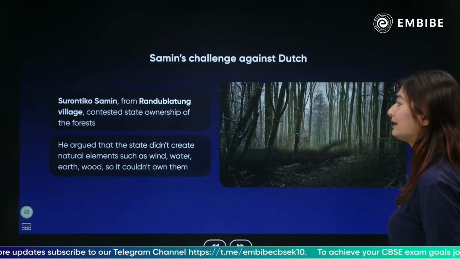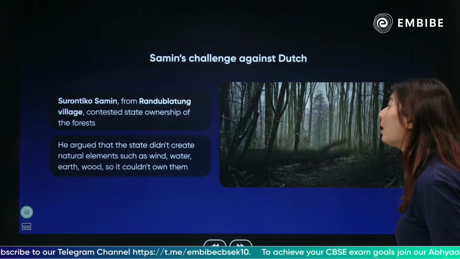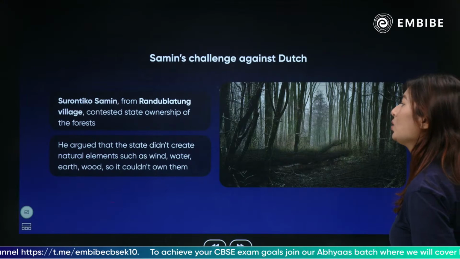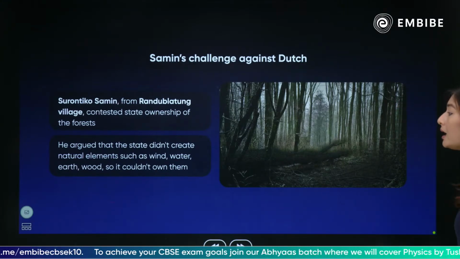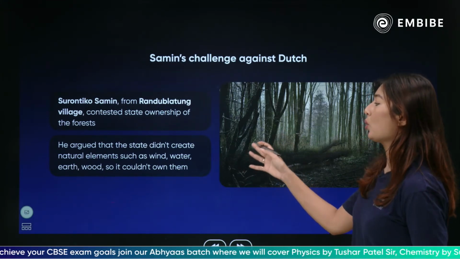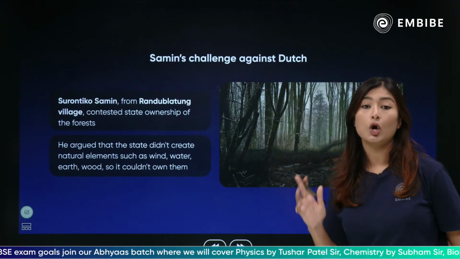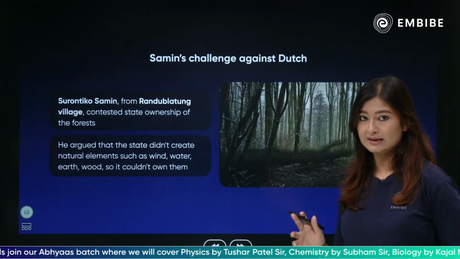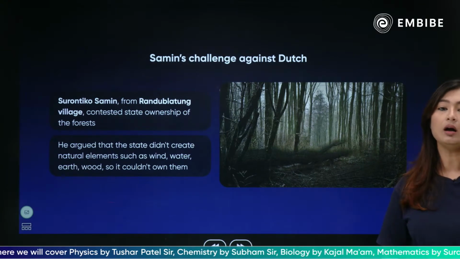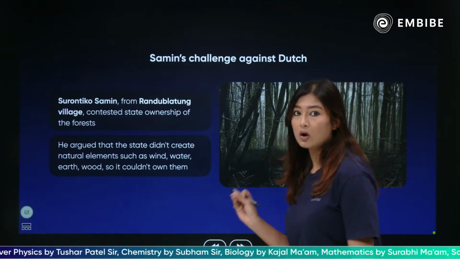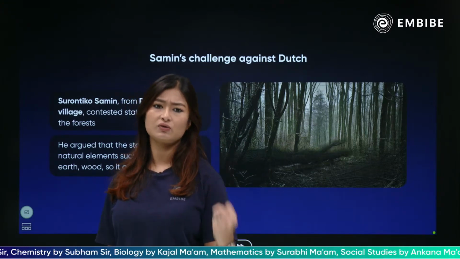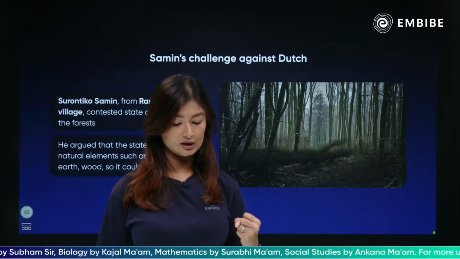So Surontiko Samin, who was from Randublatung village, contested state ownership of the forest. He argued that the state didn't create natural elements like wind, water, earth, wood, so they cannot own them. So you're understanding what he's doing? So Samin basically comes and he challenges the new rule and the laws. He says, fine, I understand that you're trying to implement all of these restrictions, rules, regulations and limitations.